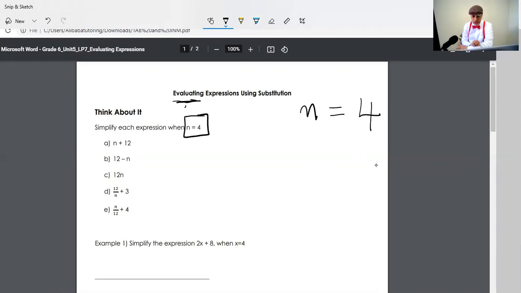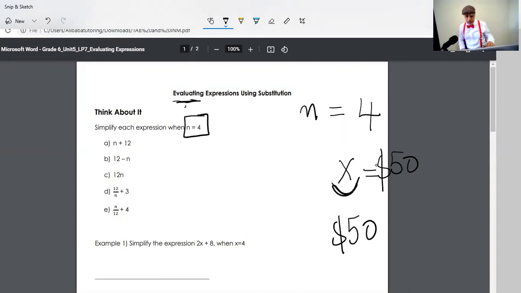So we use variables when we don't know what the value is. We don't know the value, we put a variable, okay? If I don't know the price of a video game, I could put X. Once I know the price of that video game, let's say it's $50, I'm going to write X is $50. So I don't need to write X anymore. I could just write $50. So that's what we're going to do right now. Whenever we see an n, we're gonna put the value, which is 4, because we know it's 4.